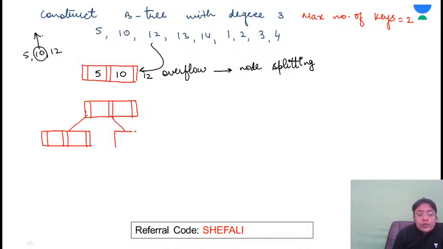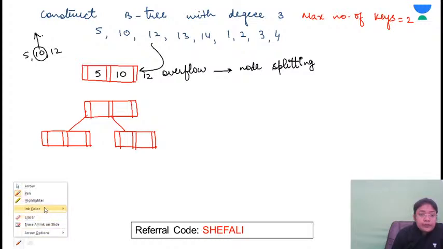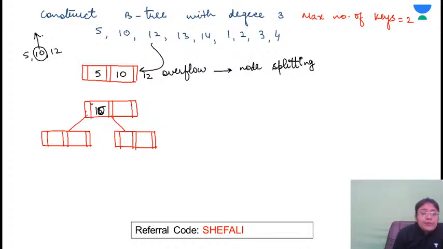This block pointer is pointing to other node. So what will be the elements here? 10 goes to the root level. Sorry, this is 10. And 5 will be present in the left child, and on the right side we have 12. Now take the next element.